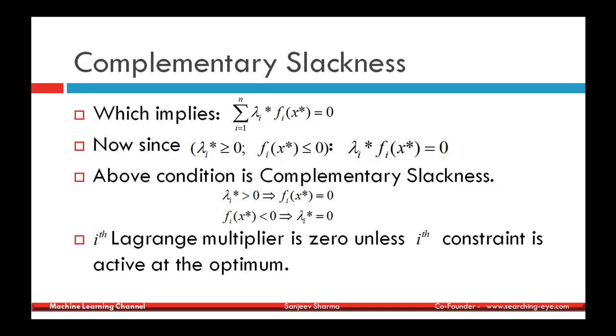The ith Lagrange multiplier is 0 unless the ith constraint is active at the optimum. So if at the optimum the ith constraint is inactive, that is, if the inequality strongly holds, that is fi of x is less than 0, then the corresponding Lagrange multiplier will be 0, and it means that constraint plays no role in the optimization problem. Either putting that constraint or removing that constraint will play no role in the final solution of the optimization problem.